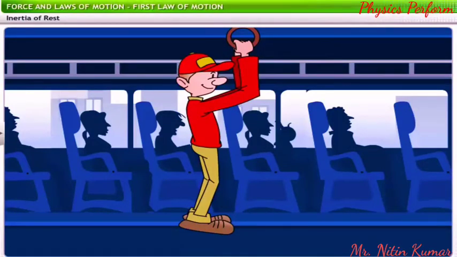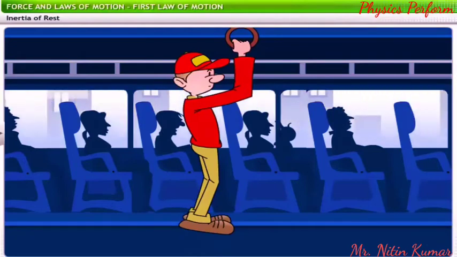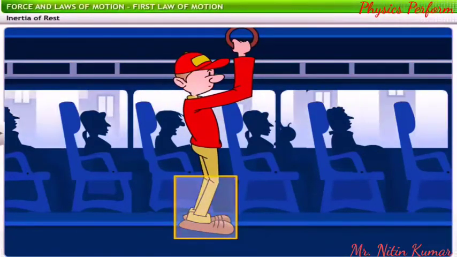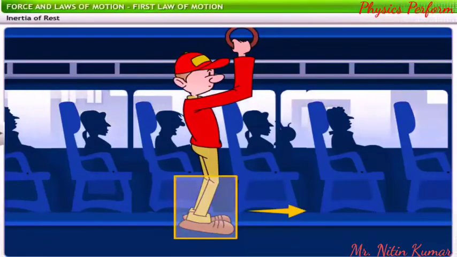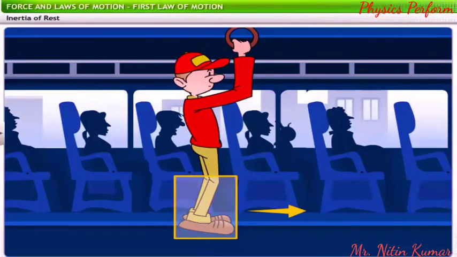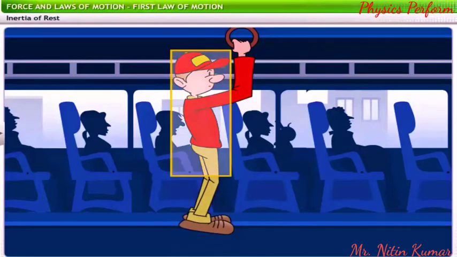Look at the standing passenger in this bus. The bus starts suddenly, and the passenger is pushed back. This happens because the lower part of the passenger's body, which is in contact with the bus, begins to move with the bus. However, the upper part of the body tends to maintain its state of rest. As a result, the upper body tends to fall backwards and the passenger experiences a jerk.